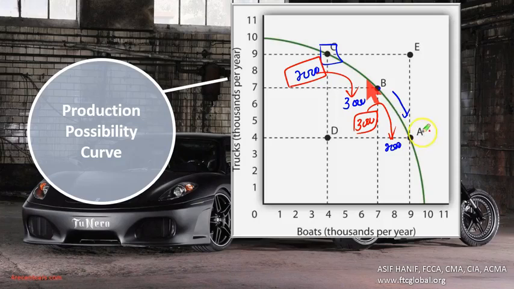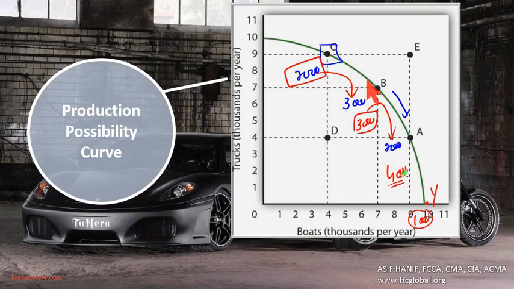Let us see the last option. Let's say I want to move from point A to point Y, for example. This movement will give me 1,000 additional boats by sacrificing 4,000 trucks. See, my opportunity cost is increasing at every point. In order to get 3,000 additional boats, I have to sacrifice 2,000 trucks. Then for 2,000 extra boats, I have to sacrifice 3,000 trucks. And for the last 1,000 extra boats, I am sacrificing 4,000 trucks per year. This is what you call increasing opportunity cost.